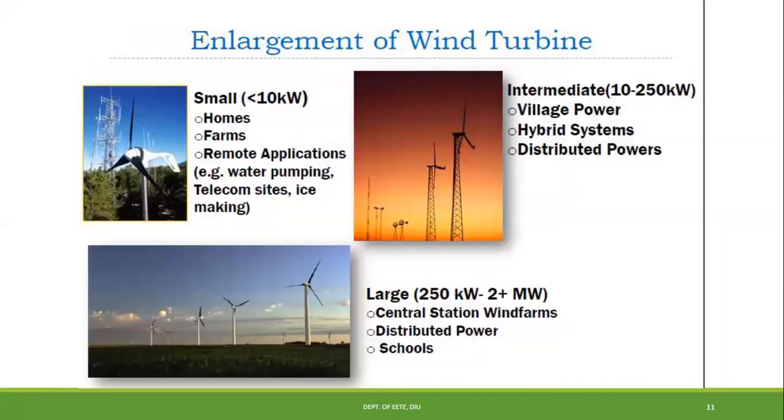This is just the statistics of the classification of different types of wind turbine: small, intermediate, large. So basically it is divided according to the capacity. When the wind turbine capacity is less than 10 kilowatt, at that time it is known as small.